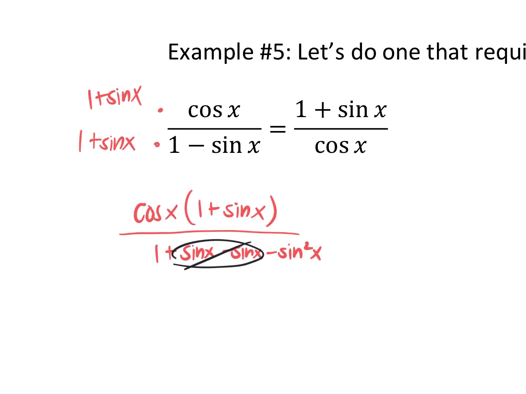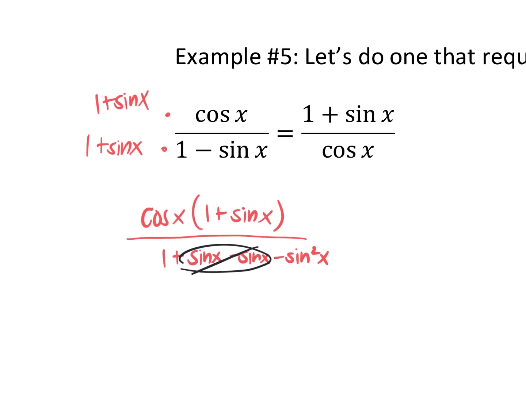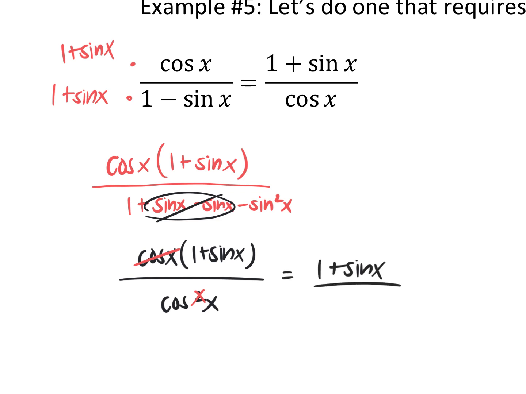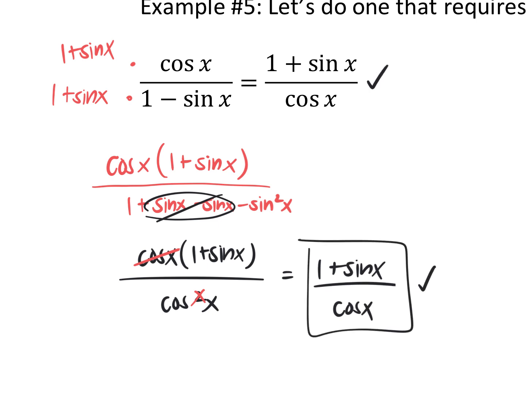Cosine squared, right? So now I could rewrite this. This is the same thing as cosine of x on the top times 1 plus sine of x, all divided by cosine squared of x. Now, do I even really need to distribute this cosine? No. Can't I just cross it out? Yeah. Get rid of this one? But then how many am I going to have on the bottom? 1. Just 1. So get rid of that 2. So now I have 1 plus sine of x divided by cosine of x, which is what we were trying to verify.